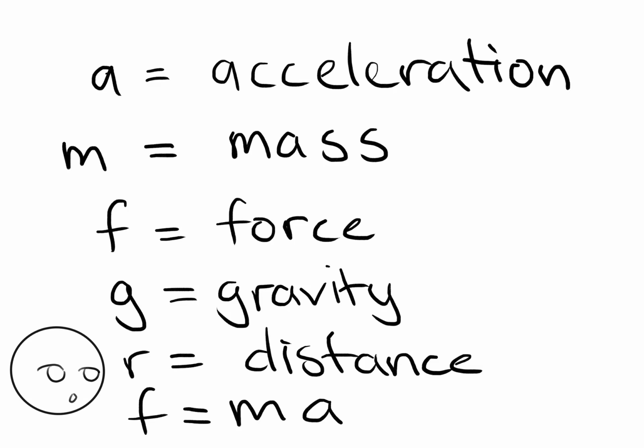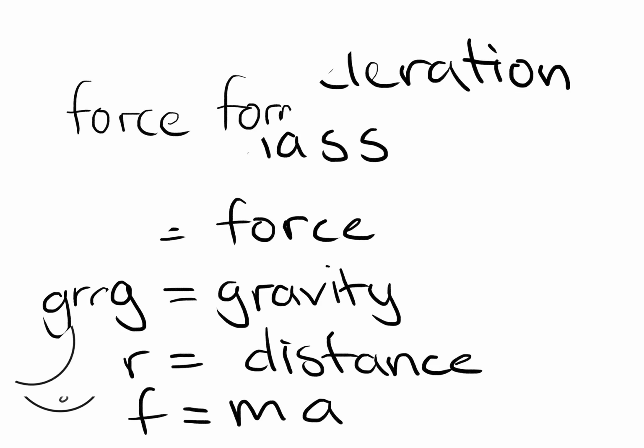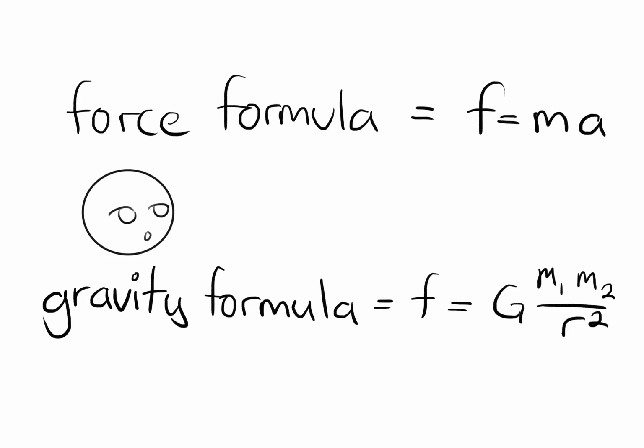Very well. Let us first write down the formulas we are using. A is equal to acceleration. M is equal to mass. F is equal to force. G is equal to gravity. R is equal to distance. The force formula is F equals mass times acceleration, which I'm going to call MA. While the gravity formula is F equals G times M1 M2 over R squared.